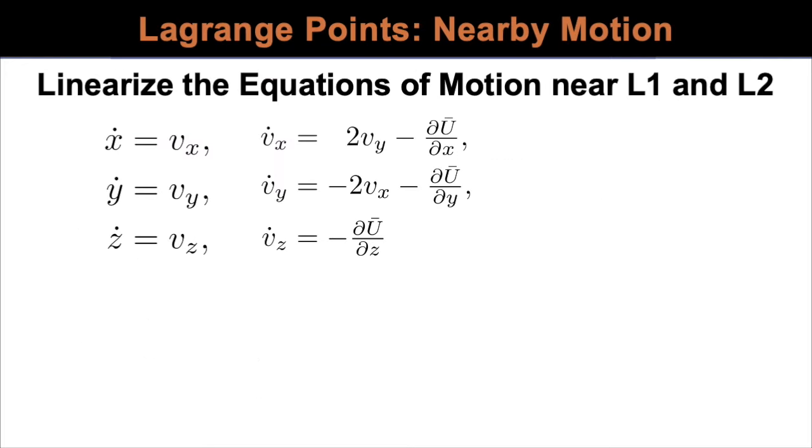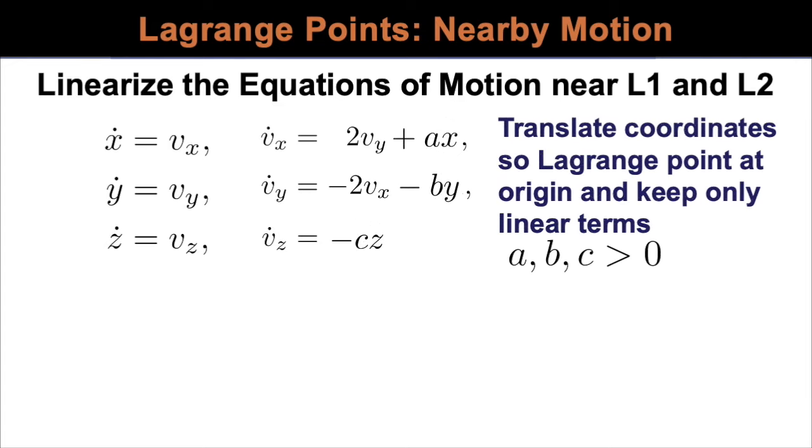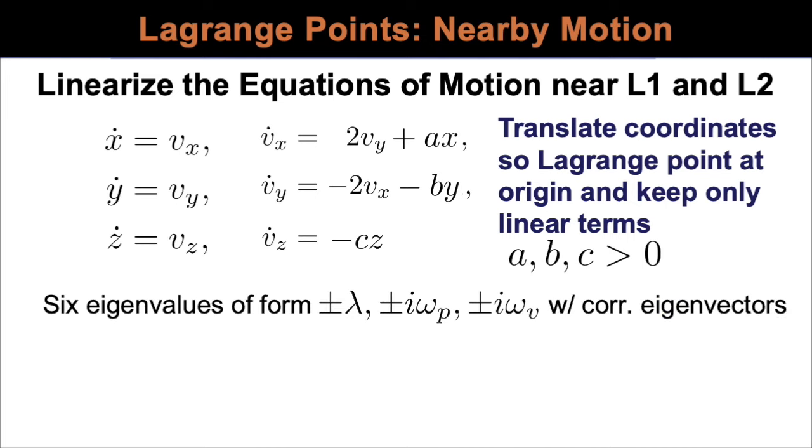We could do the same thing that we did looking at L4 and L5, where we linearize the dynamics and see what types of motions are possible. So when we, again, translate the coordinates to being centered at L1 or L2 and then keep only linear terms, the dynamics looks like this. The eigenvalues are different. So we have a different type of spectrum than we did for L4 and L5. In particular, we have this real pair. So we have one real pair and two imaginary pairs.